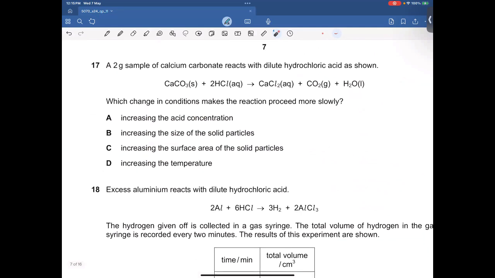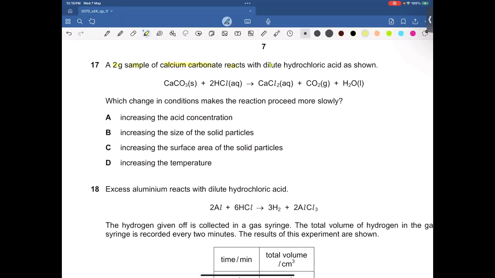Let's talk about 17. A 2-gram sample of calcium carbonate reacts with dilute hydrochloric acid as shown. Which change in condition makes the reaction proceed more slowly? More slowly, so a slower rate of reaction. So if it is slow, lower the concentration. Lower the temperature. Right.